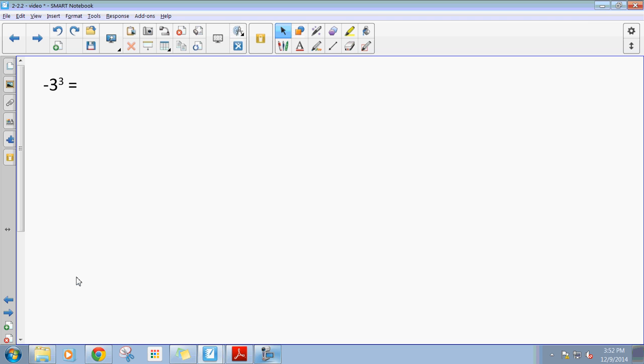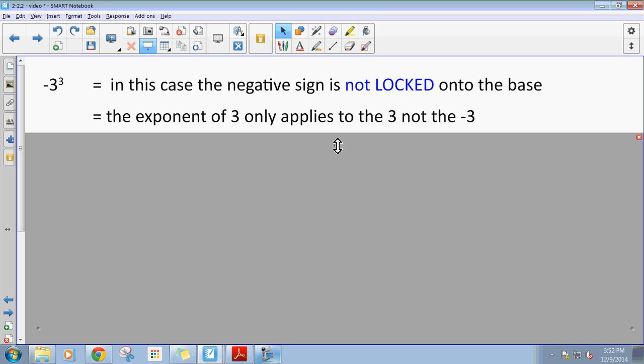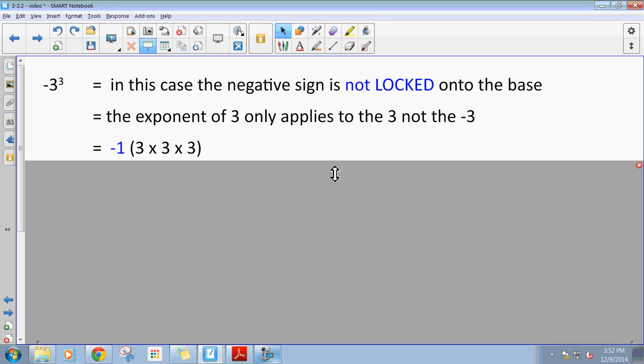Let's start with the first one, negative 3 to the power of 3. In this case, the negative sign is not locked onto the base. That means that this problem can be rewritten. The exponent of 3 only applies to the 3 and not to the negative. So negative 3 to the power of 3 actually means negative 1 times, in brackets, 3 times 3 times 3.